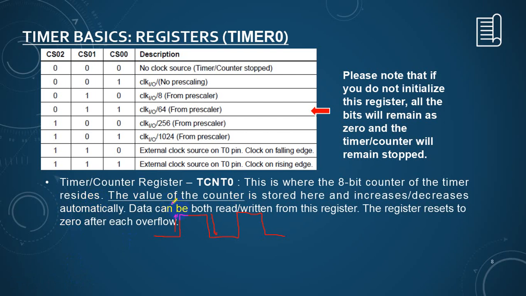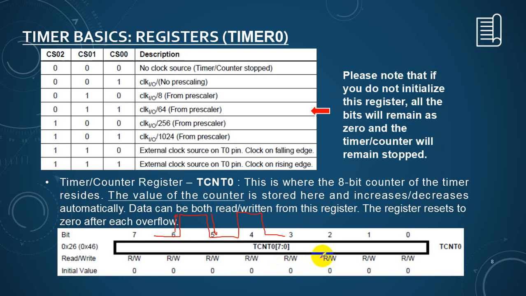Timer counter register, TCNT0. This is where the 8-bit counter of the timer resides. The value of the counter is stored here and increases or decreases automatically. Data can be both read from and written to this register. The register resets to 0 after each overflow. So this is the register; it holds the count.